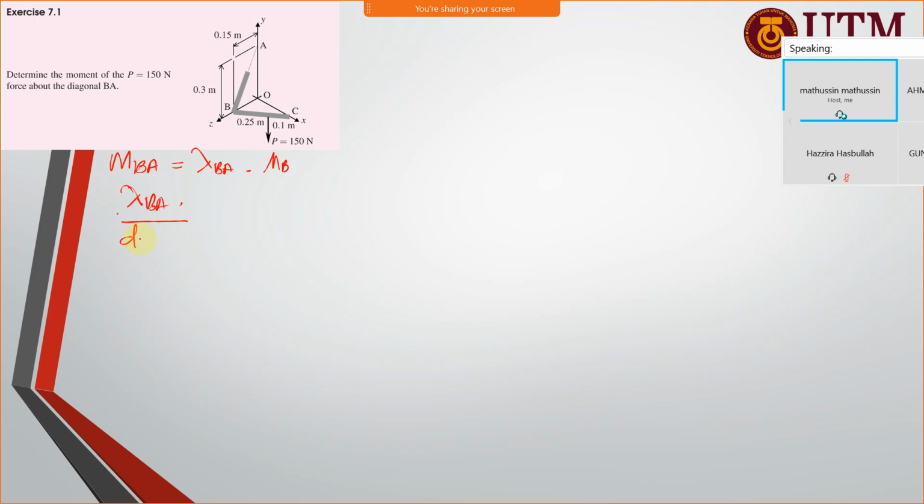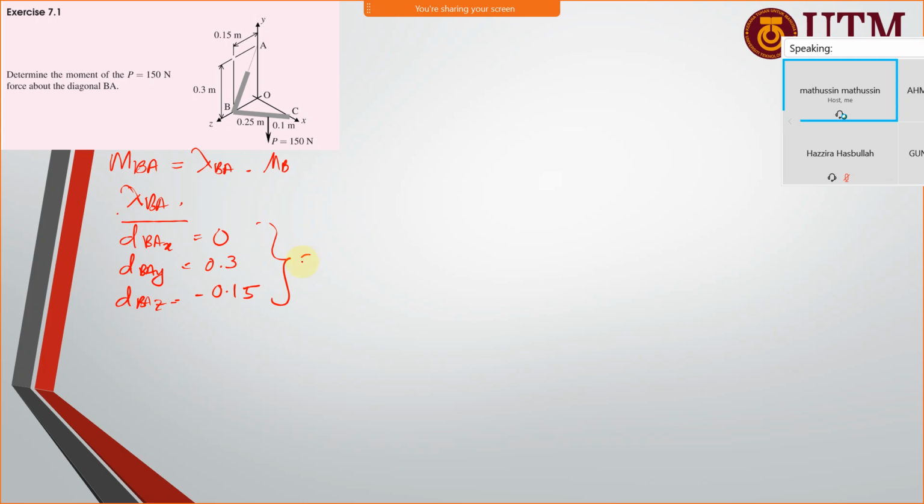Okay, distance from B to A. So what is our d_BAx? Kosong lah, doktor. Yes, kosong. So d_BAy positive 0.3. Okay, and d_BAz must be negative 0.15. Why negative? Because we start with B to A, not A to B. So B to A must be going to negative z-axis, isn't it? So must be 0.15 negative.